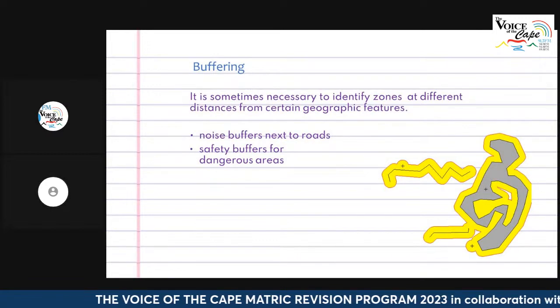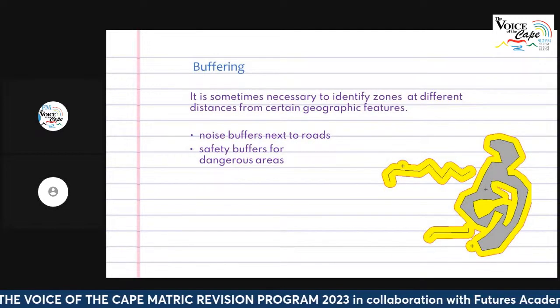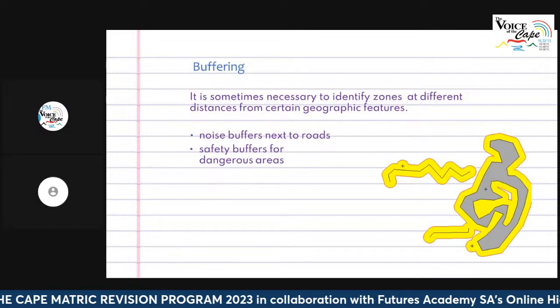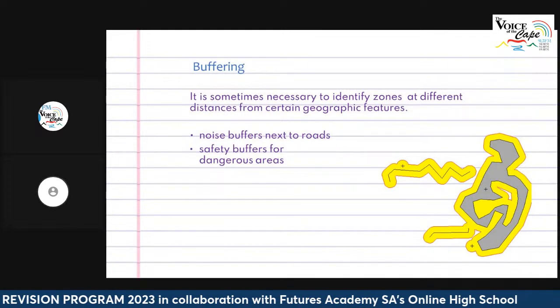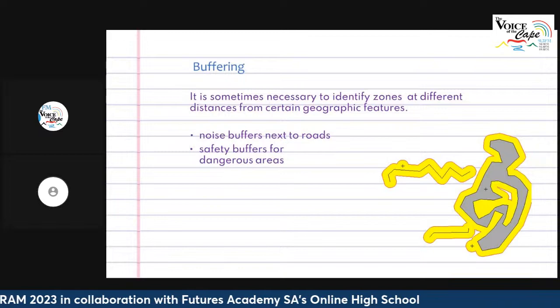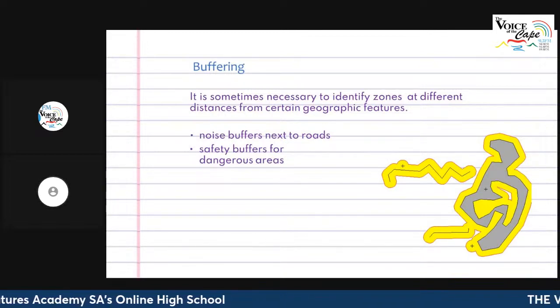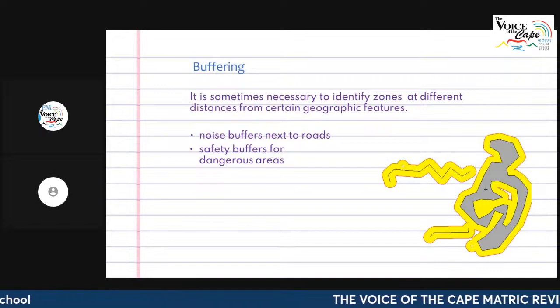Buffering again, remember, we have to identify them. And the easiest way to identify them is, in my case here, I've placed it in yellow, but it is a thick green line that is surrounding an area.